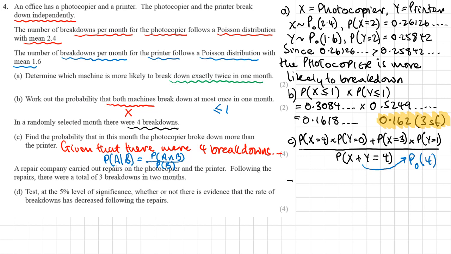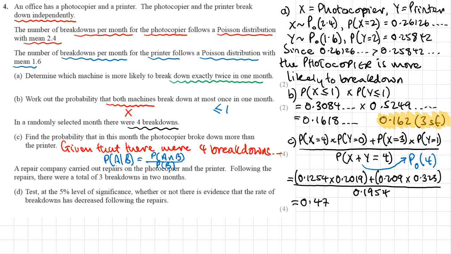Right, let's write down all of the bits of this. So it will be 0.1254 times 0.2019, I'm giving these all to 4 decimal places, plus 0.209 times 0.323, and that's all going to be divided by, so I need to change my Poisson to 4, the probability that with Poisson equal to 4 that x plus y is equal to 4, and that's going to be 0.1954. If we do that calculation, we'll get 0.4750. So to 3 significant figures, 0.475. Okay, so lots of bits to watch out for in that calculation that could easily be missed.